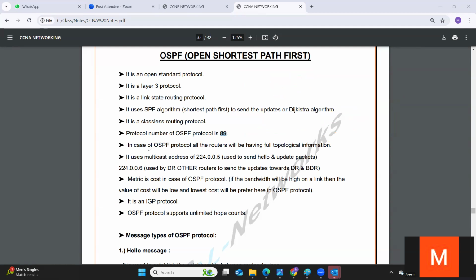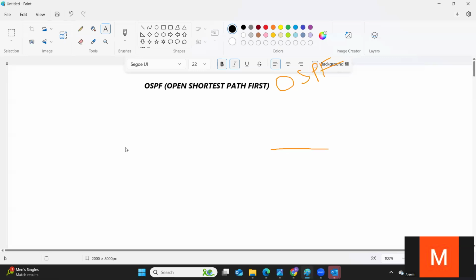In the case of the OSPF protocol, all the routers will have full topology information. OSPF is the only IGP protocol that maintains the entire topology information. How it will have that, we'll discuss in some overview.